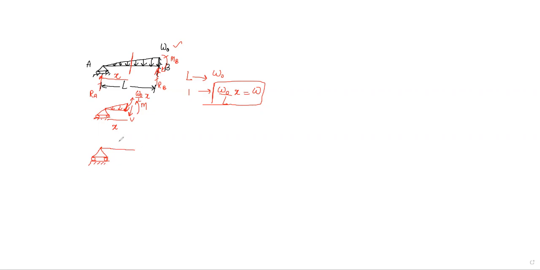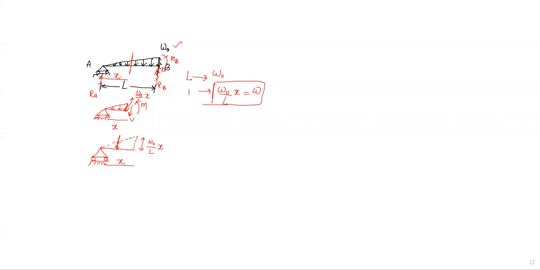We can say it's acting over here. Since I will write now in the form of dashed lines because I have represented it in terms of a concentrated load now, that will be acting at the centroid of this right angle triangle such that the base of this right angle triangle is X. The perpendicular of this right angle triangle is W naught divided by L into X.